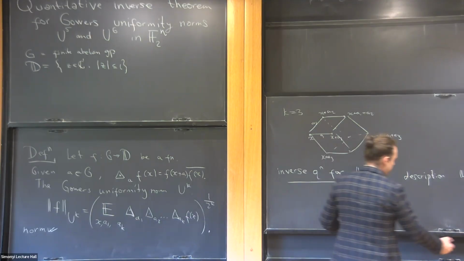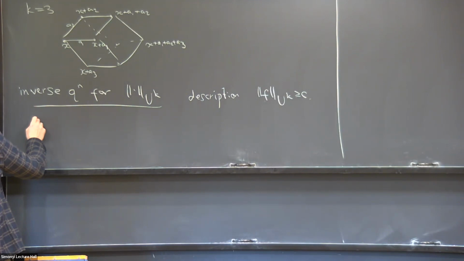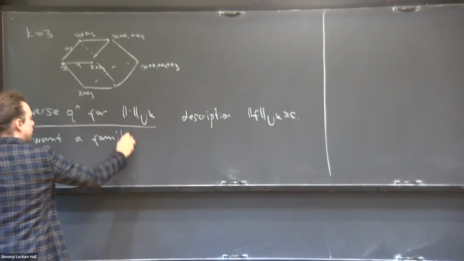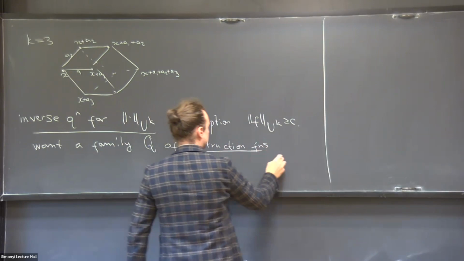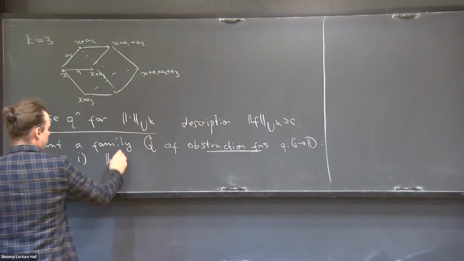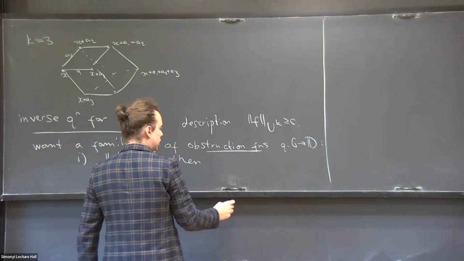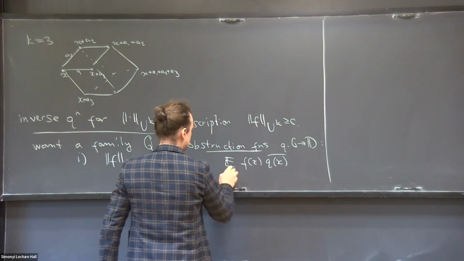And one way to phrase it would be to ask, so what do we want? We want a family, let's call it Q, of so-called abstraction functions, maybe small q from G to D, which have the following properties. The first property would be, well, if your function has large uniformity norm, then you actually need to come from these abstractions, meaning that you get significant correlation with some of these abstractions. So this once again averages over the whole group.